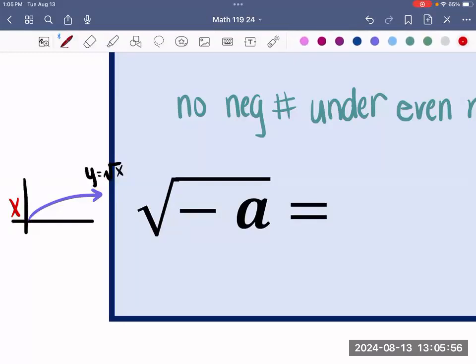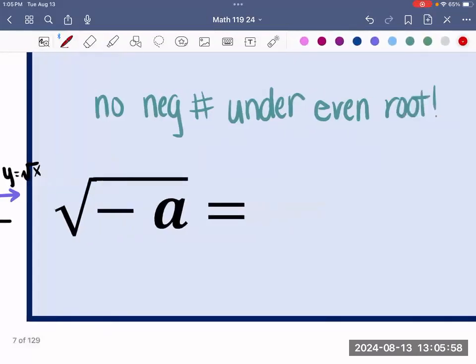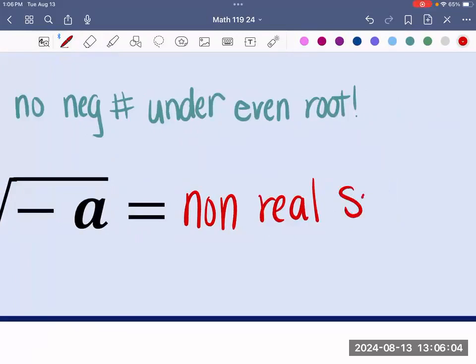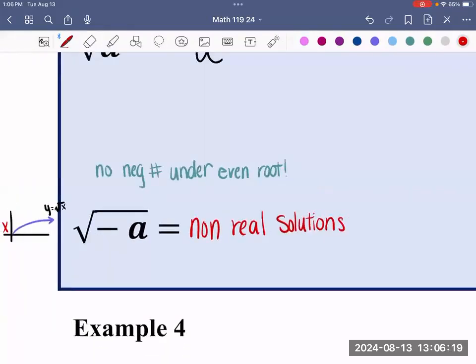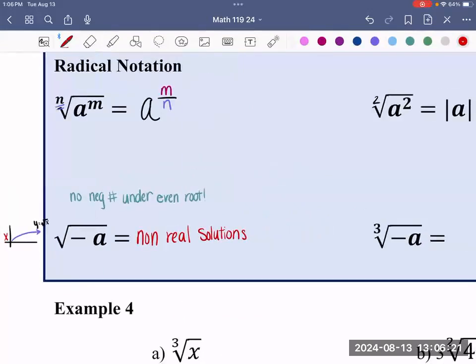So when it asks you, hey, what are your solutions? You're just going to say non-real solutions. We will be coming into contact with imaginary numbers and imaginary solutions in a little bit. I believe that is going to come up in chapter 3. Yeah, chapter 3. So just leave it as non-real solutions if it's under a square root, a fourth root, a sixth root, any sort of even root.